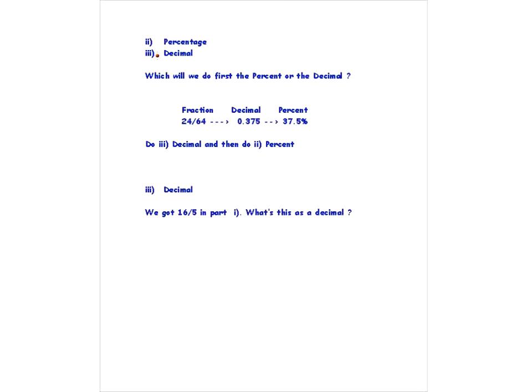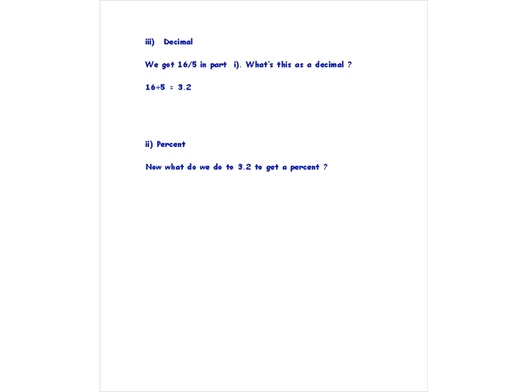So first we're going to do the decimal, step 3. Remember, we got 16 over 5 in part 1. So what's that going to be as a decimal? I'll let you try to figure that out. Okay, when we divide 16 by 5, we should get 3.2. So we've got our decimal.